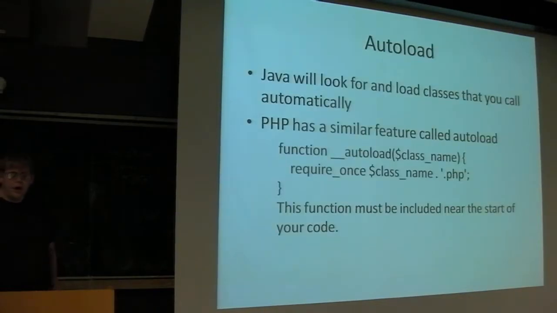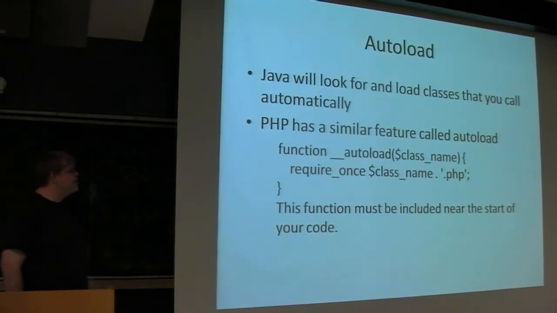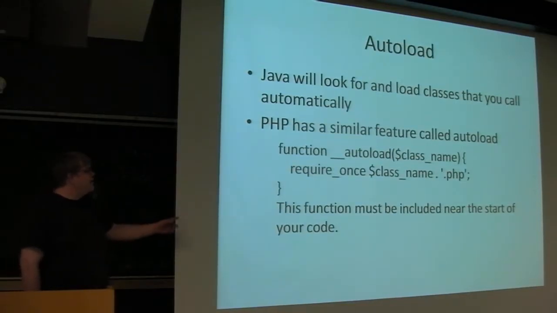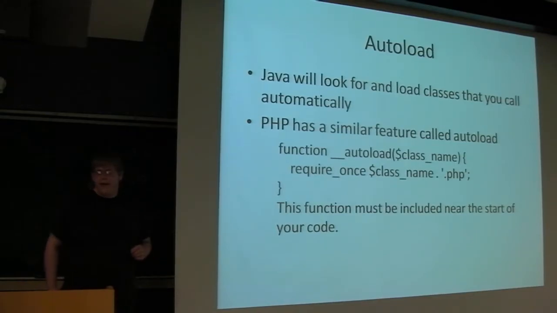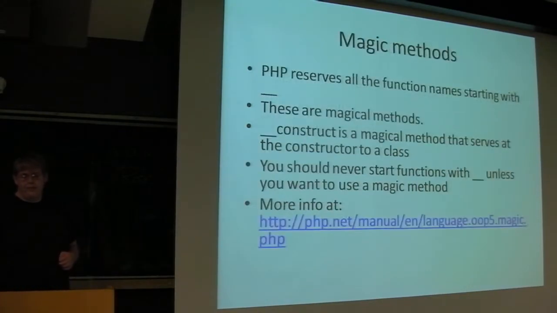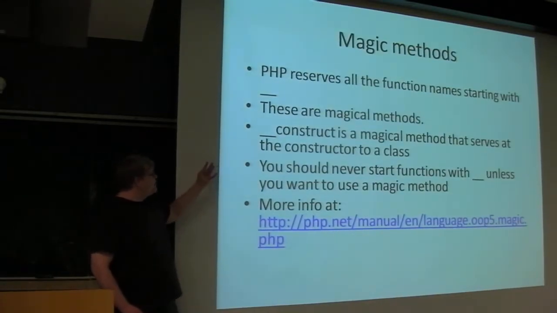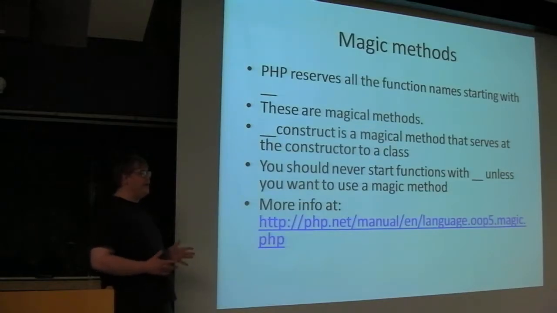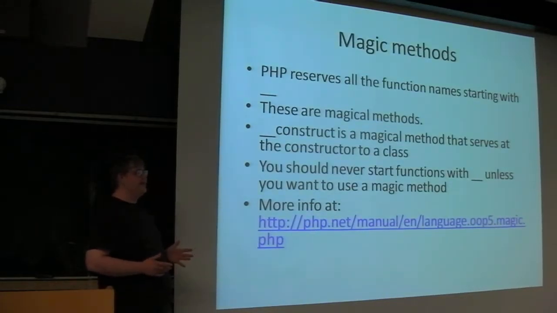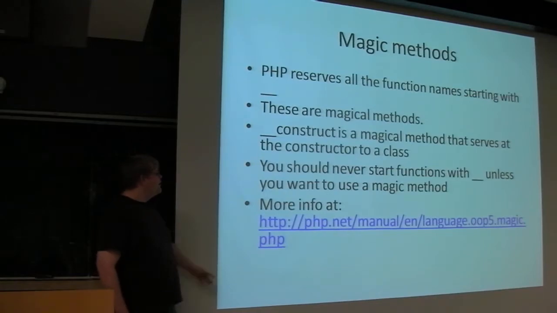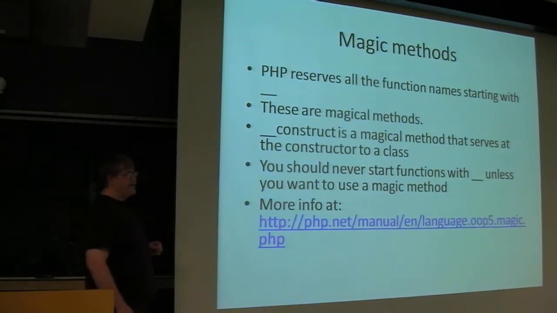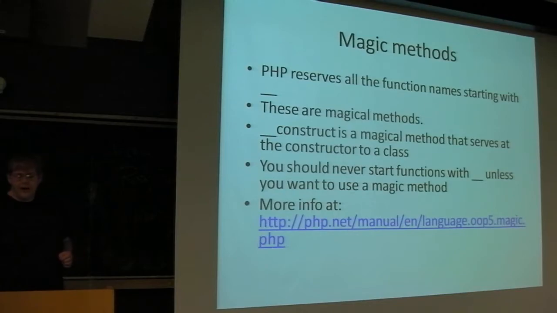Autoload. Java looks for classes automatically, PHP won't, but there's a function called __autoload, whatever the class name is, and it'll require everything that's required to make that class work. It's magic. And that's why these are called magic methods, because they start with __ and they do magical stuff that makes it a lot easier for us, the programmer, to get PHP working. So never start anything with __ for a method, and there's more on the manual page if you're interested.